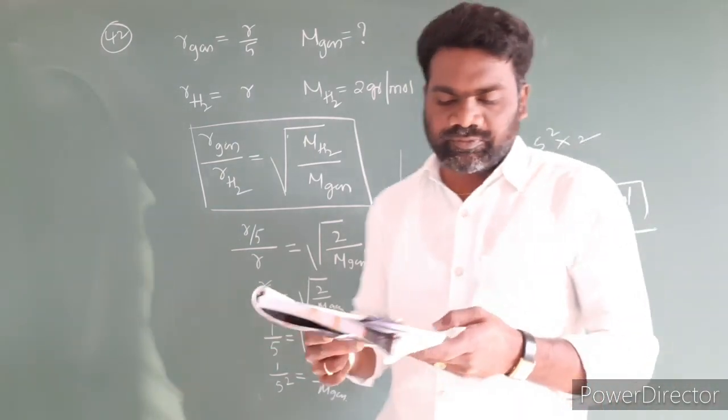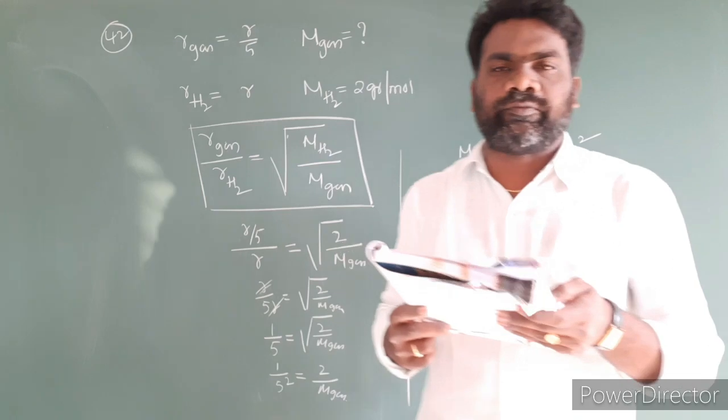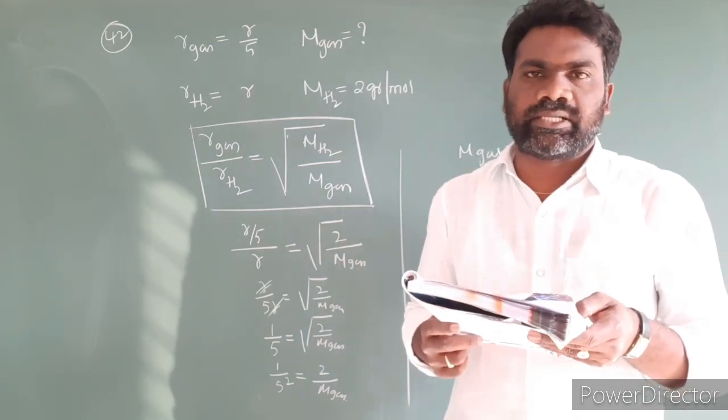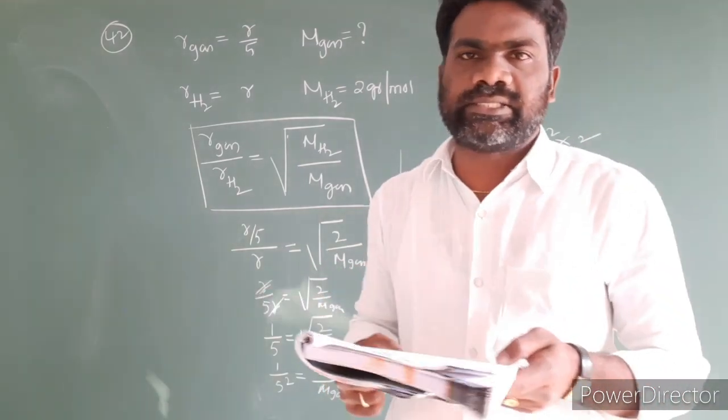Look at question number 42. The first option is 50, so for question 42, the first answer is correct: 50 grams per mole. Next, question number 43.